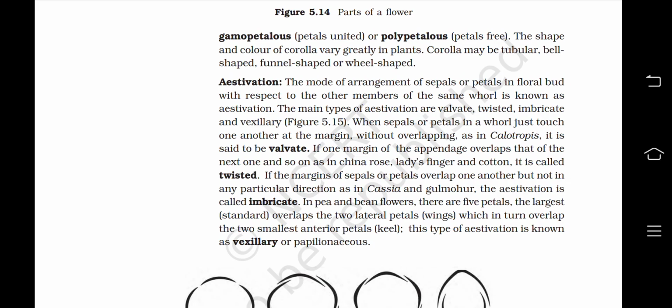In pea and bean flowers, there are 5 petals. The largest, the standard, overlaps the two lateral petals, the wings, which in turn overlap the two smallest anterior petals, the keel. This type of aestivation is known as vexillary or papilionaceous.